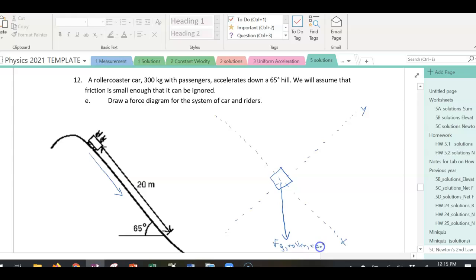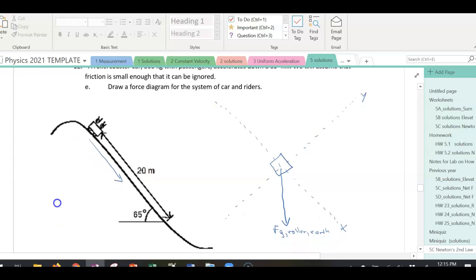Okay. So this roller coaster has a weight, and that's the gravitational force by the Earth. And let's see, it's a 300 kilogram car. So 300 times 9.8. So that force of gravity is 2940 newtons. And the hill, or the track, is supporting the roller coaster, so there's a normal force perpendicular to the track. We're ignoring friction, so I'm not going to show friction.